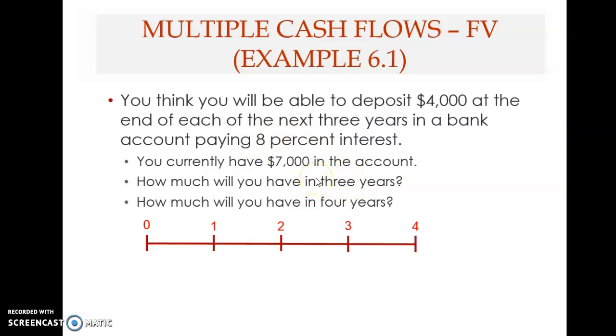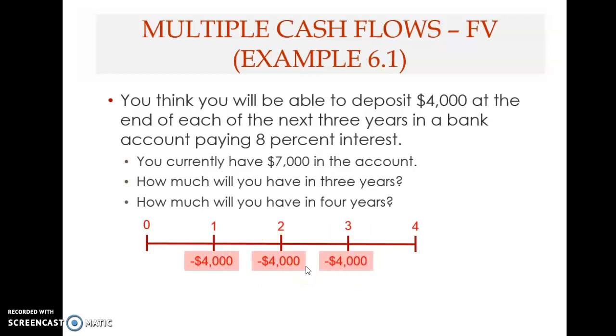Alright, but in this problem we have an additional component, because it says you will be able to deposit $4,000 at the end of each of the next 3 years. That means you deposit 4,000 in year 1, in year 2 you deposit another 4,000, and in year 3 you deposit another 4,000. So this stream of cash flow is called multiple cash flow. You have more than one. You don't only have 7,000 here, but you also have 4,000 here, another 4,000 here, and another 4,000 here.